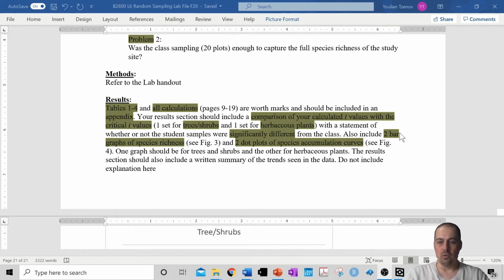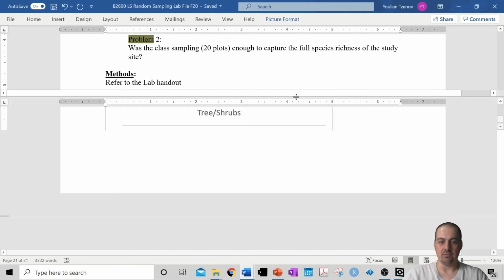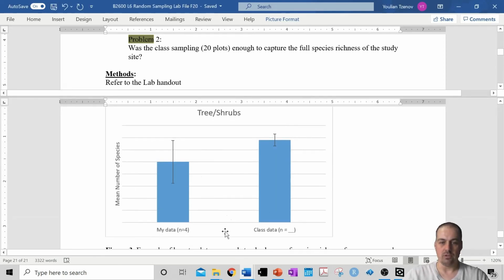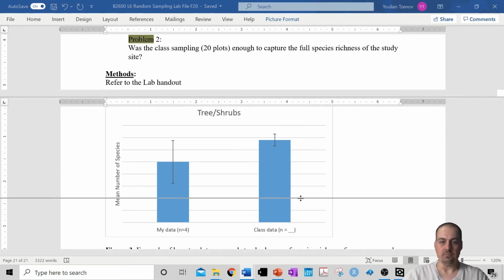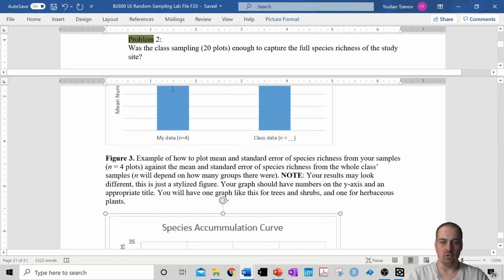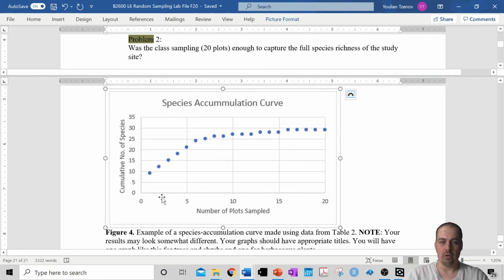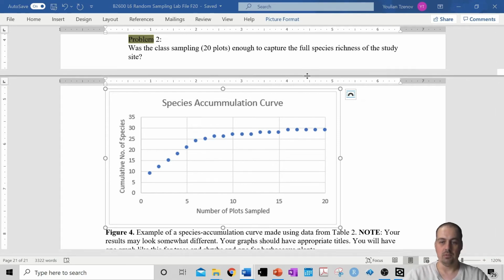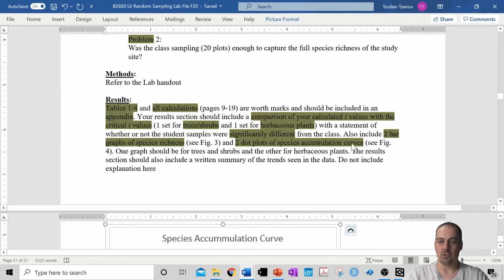Also, you're going to include your 2 bar graphs for your species richness. The example of this is in figure 3, so it looks like this. These are your means and the bars are your standard error. You're also going to have 2 dot plots of your species accumulation curves. The example for that is figure 4, which looks something like this. Your curve may flatten, it may not. It's part of the excitement. See what happens. But anyway, it should go here.